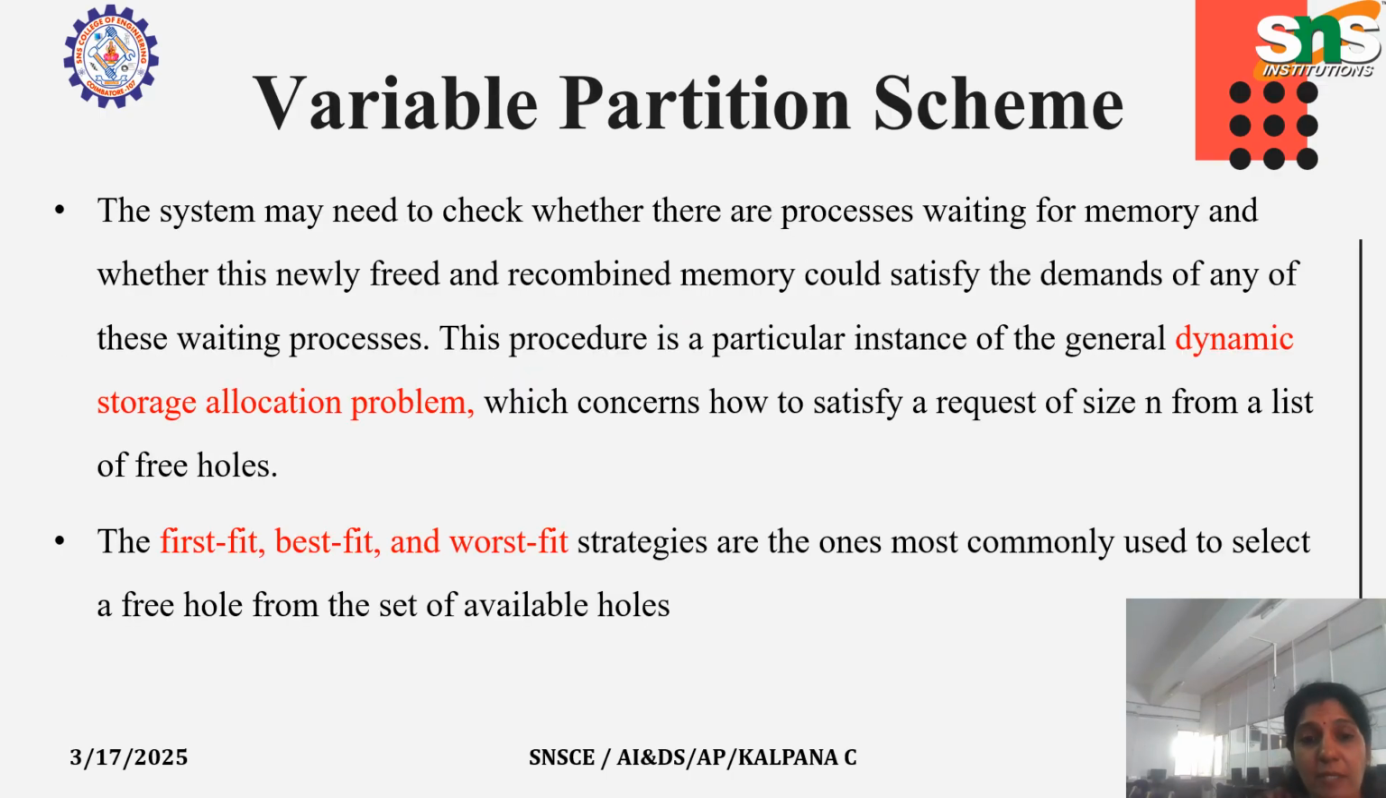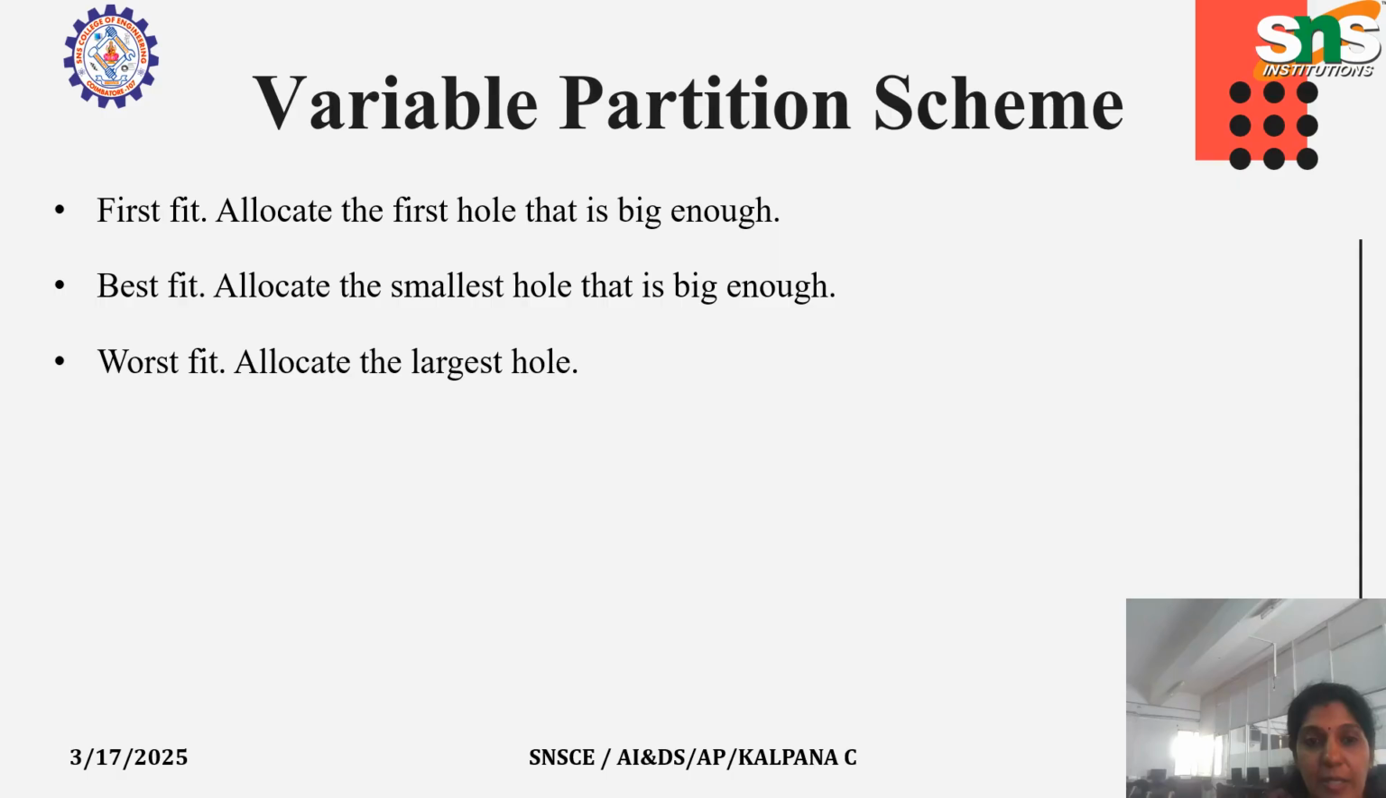Here the system may need to check whether there are processes waiting for memory and whether this newly freed and recombined memory can satisfy the demands of any waiting process. First fit, best fit and worst fit strategies are the ones most commonly used to select a free hole from the set of available holes. First fit means allocating the first hole that is big enough to hold the process. Best fit allocates the smallest hole that is big enough. The worst fit is to allocate the largest hole.